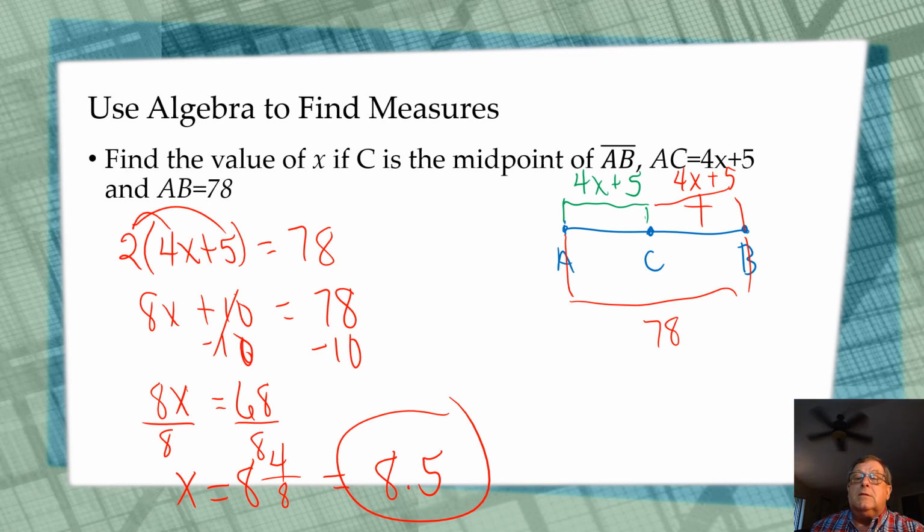All right, let's check. If I put in 8 and a half for X, 4 times 8 is 32, and one half times 4 is 2, so 4X is equal to 34. 34 plus 5 is 39, and 2 times 39 is 78. Shazam, I'm pretty well convinced that that is correct. Using algebra to find measures, my favorite part of geometry. Geometry is about thinking.